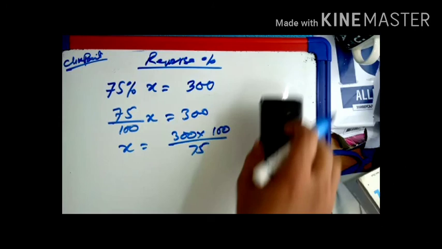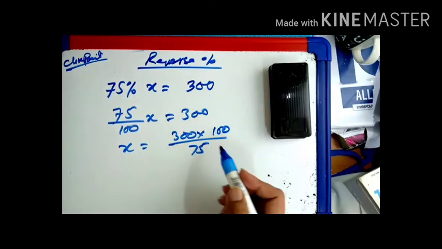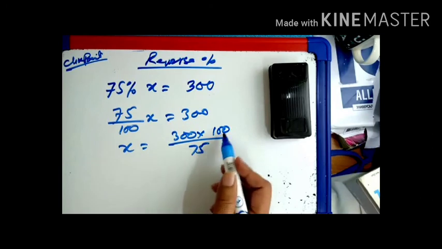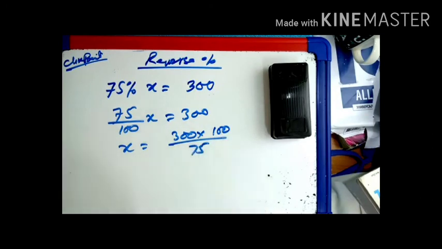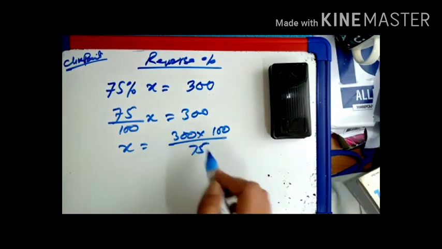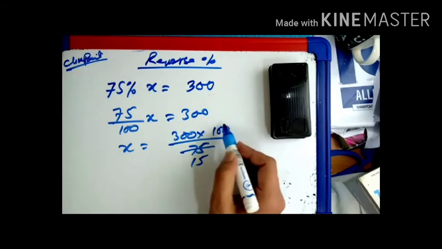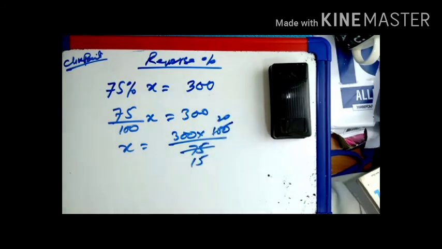See this one. If you cannot divide directly, just start with the smallest number. What is the smallest number you can divide? This or this? 75 we can divide by 5, and 20 can also be divided by 5. Now further, what number can you divide by? Again 5. 5 3s are 15, 5 4s are 20, right?